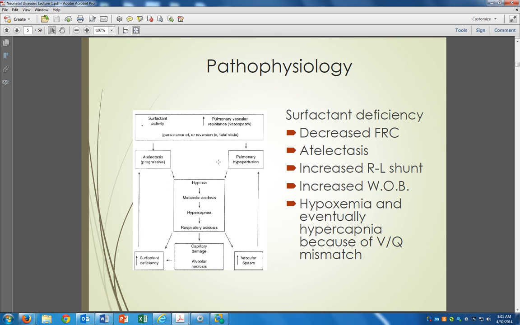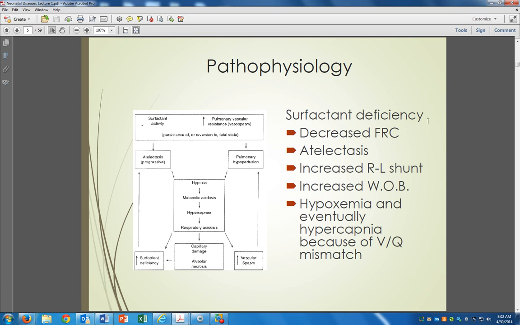More hypoperfusion, more atelectasis, decrease in surfactant production. So how do we correct this? We'll talk about that in our cases, but basically we're going to try to correct the atelectasis and we're going to try to correct the surfactant deficiency. That will resolve this side of the graph.